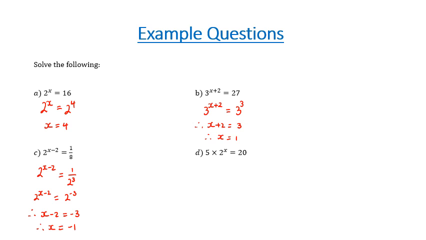In our last example, we've got 5 times 2 to the power of x equals 20. Now the first thing we want to do is divide by 5 on both sides. That'll leave 2 to the power of x equaling 4. We know that 4 is 2 to the power of 2, and therefore x will equal 2.